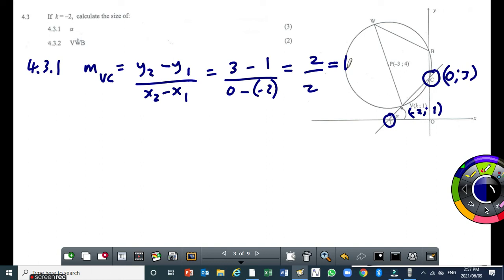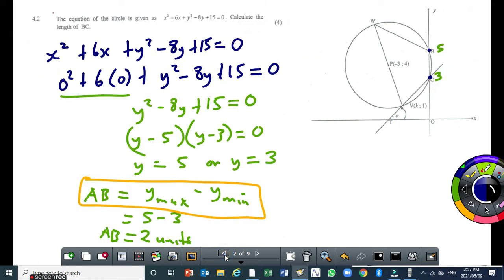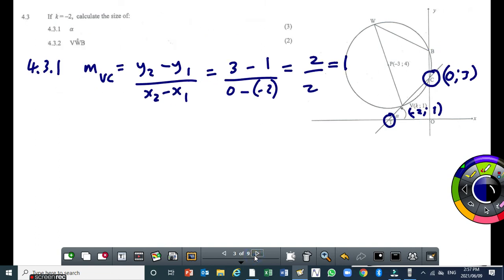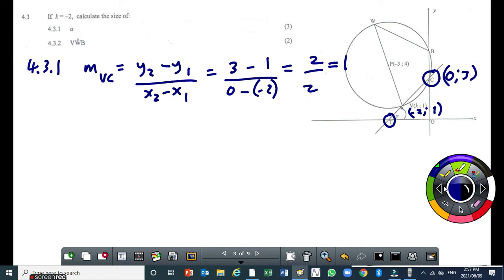Remember, we said point C is along the x-axis. Y is here, x is 0. And we got the value of y from the previous question here. Yeah. This part. Remember that there's a connection with the question. If you fail to get 4.2 right, you will need it for 4.3. You're going to have issues. Well, there's the connection. In most cases, the questions have some kind of connection. Alright. So we have gradient of 1.